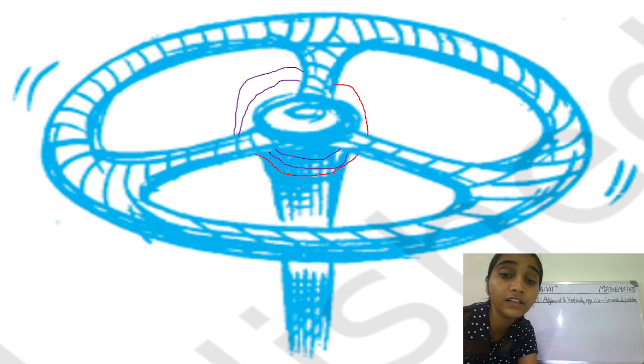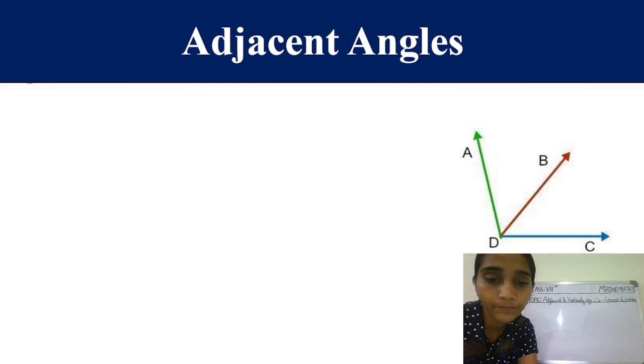We can also find them in the wheels of a vehicle, in the steering of a vehicle. So let us see now with the help of the actual way what adjacent angles are, what we mean by them. So students, here you can see that we have some rays like AD, DB and DC, and a few of the angles formed over here.